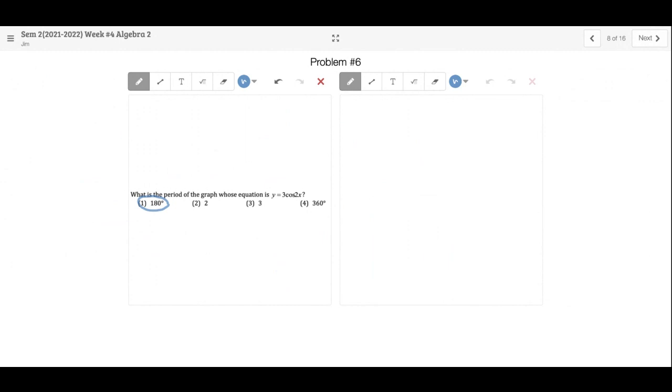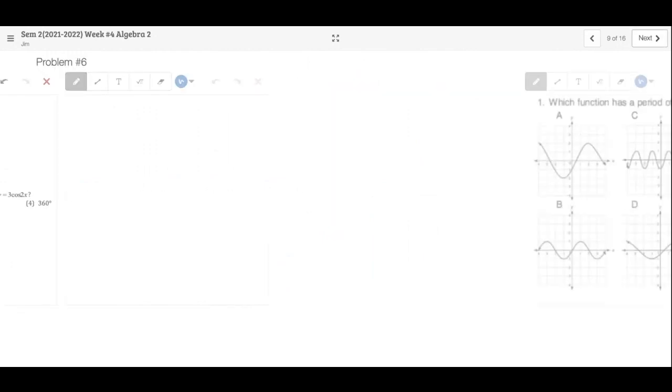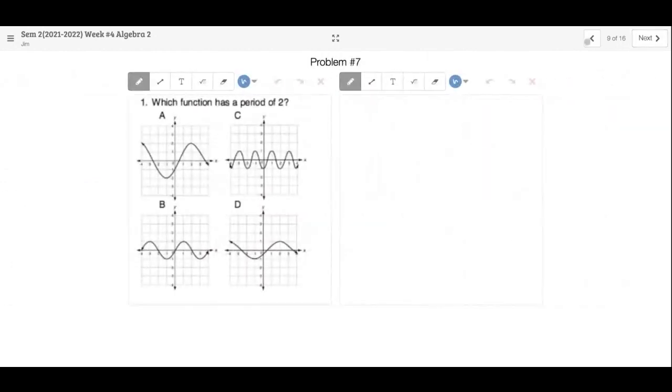All right. Number 7, it says, which function has a period of 2? Okay, so now it's just looking at a graph, figuring out what the period is of the function. Letter C starts down here, goes to 2, and starts all over again. I agree. Letter C is the correct answer. Very nice.